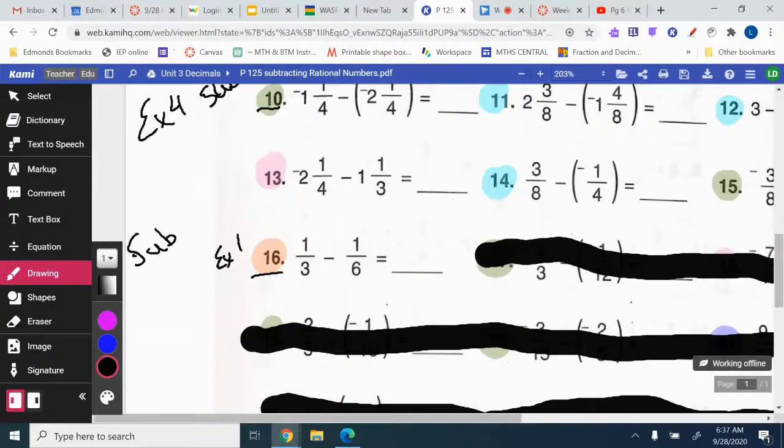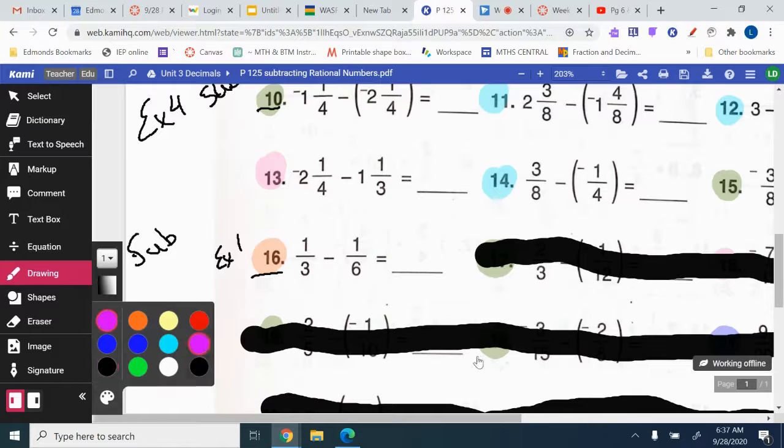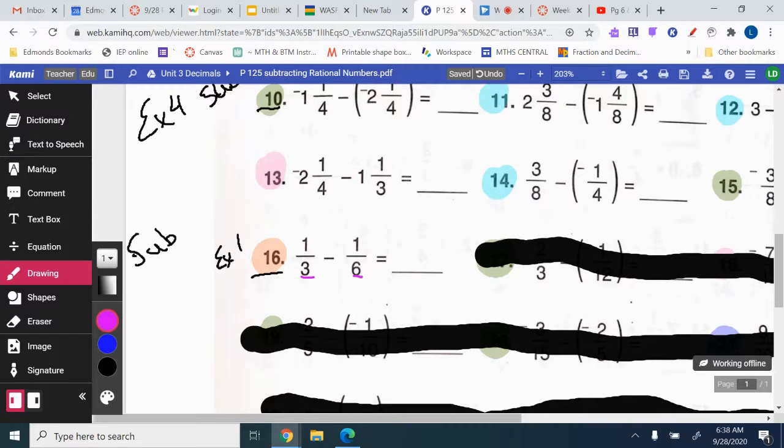So we know that we cannot subtract these yet because they do not have the same denominator on number 16. So I have to make sure they have the same denominator. So I know that 3 goes in 6 two times. So I'm going to multiply this one by 2 and multiply this one by 2. And 3 times 2 is 6. And 1 times 2 is 2. So my new fraction is 2/6.